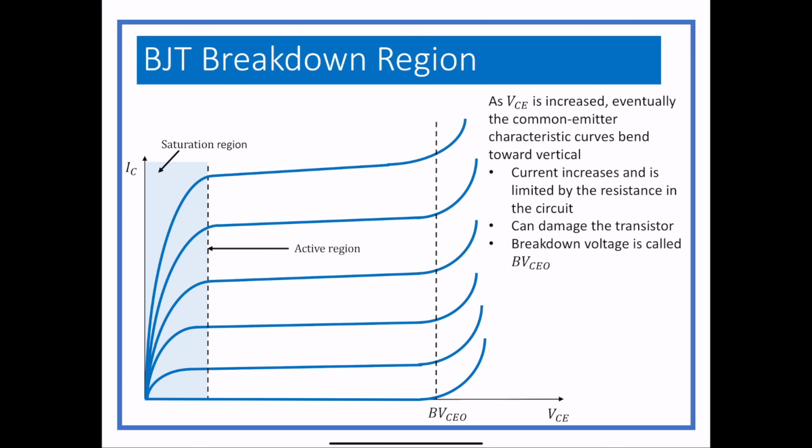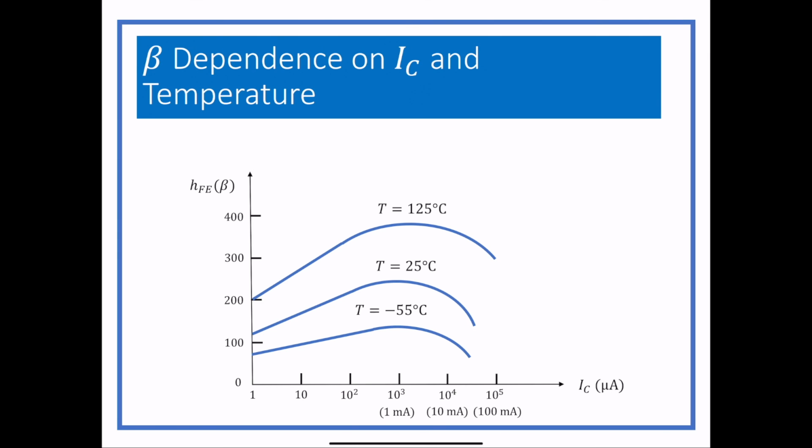The last thing about beta is that it depends on IC, and it also depends on temperature. If beta is plotted at different temperatures, 25C is about room temperature. You notice that depending on the current, the value of beta goes up, and then it starts to decrease as you get to higher values of IC. If you lower the temperature, you lower the whole overall value of beta, and if you raise the temperature, you raise the value up.